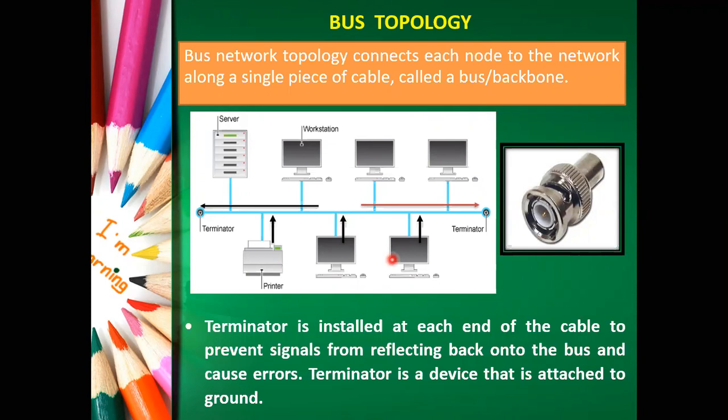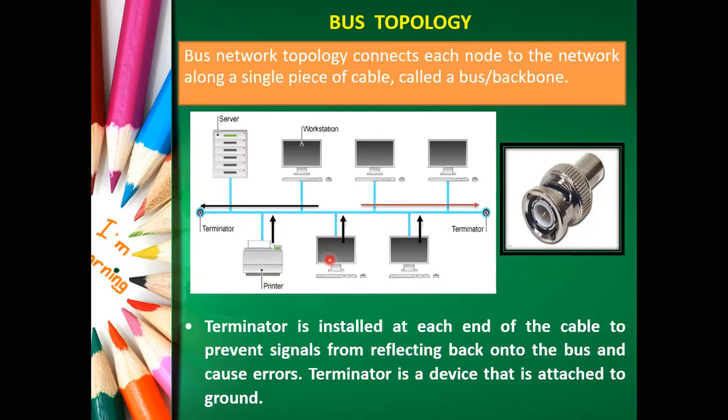At the end of the cables, there are two terminators, which are actually a special type of device. The purpose of this device or terminator is to absorb the signals so that they do not reflect back and collide with each other to cause errors. If we talk about the layout, it will look like a road on which the signals or data is transferring on both sides.